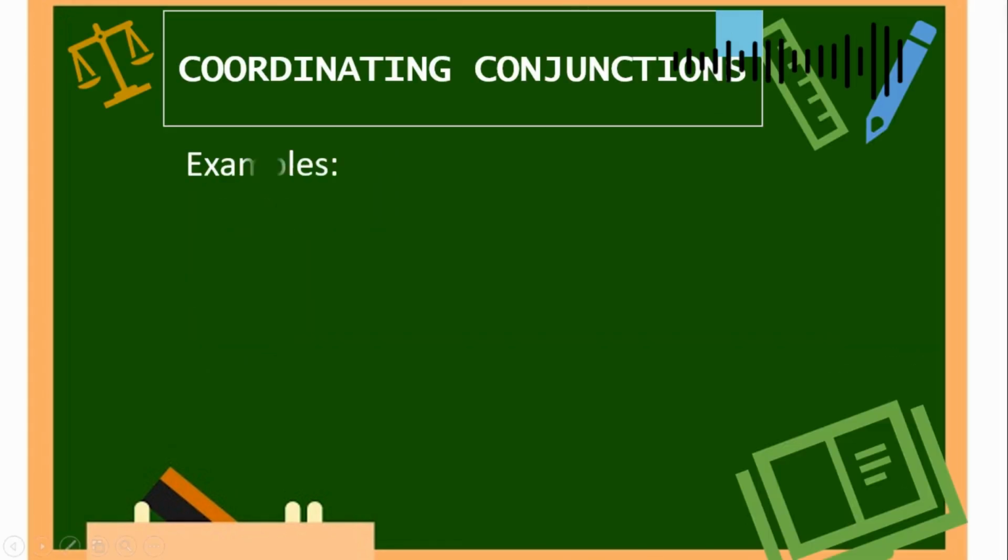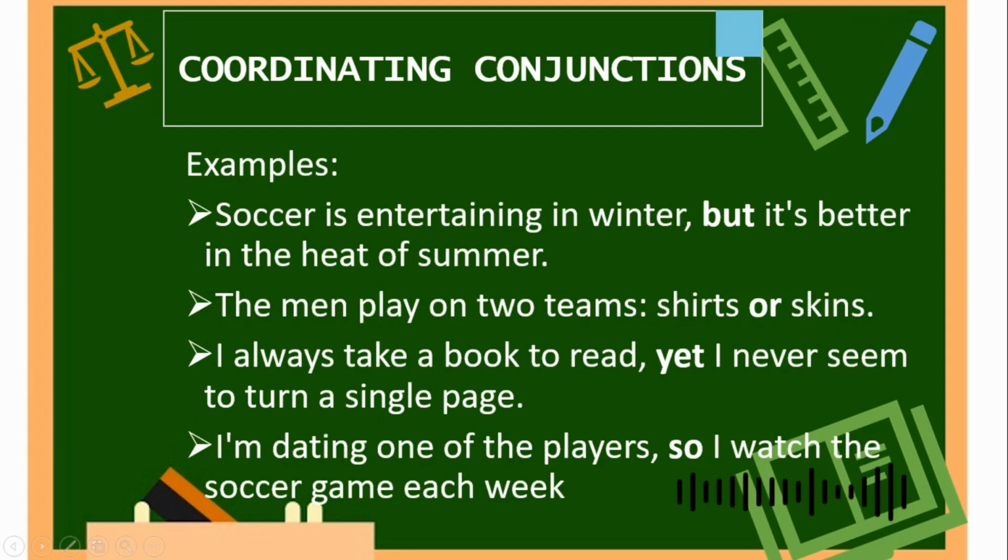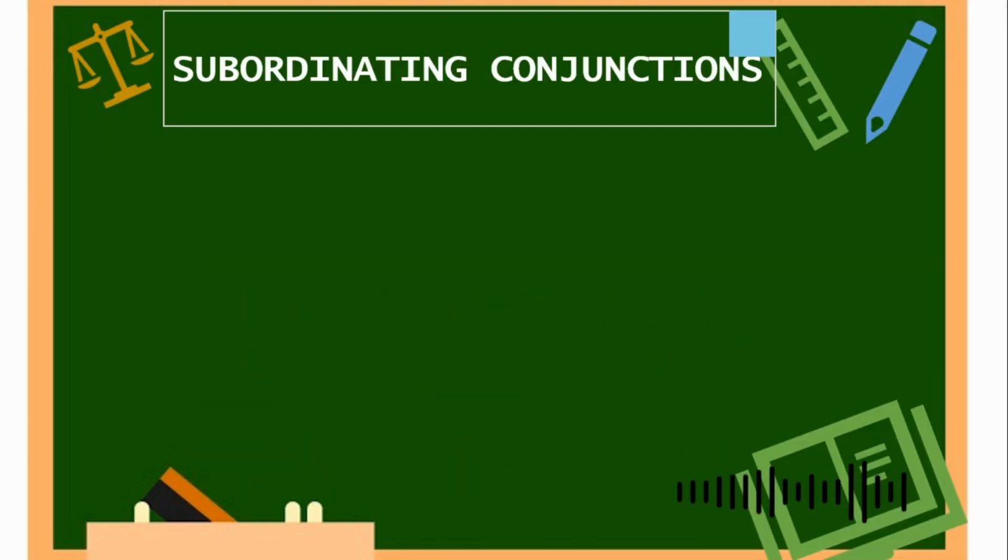Examples of coordinating conjunctions in a sentence: soccer is entertaining in winter, but it's better in the heat of summer. We use the conjunction but. Another one: the men play on 2 teams, shirts or skins. I always take a book to read, yet I never seem to turn a single page. We have the conjunction yet. I'm dating one of the players, so I watch the soccer game each week. So we have the coordinating conjunction so.